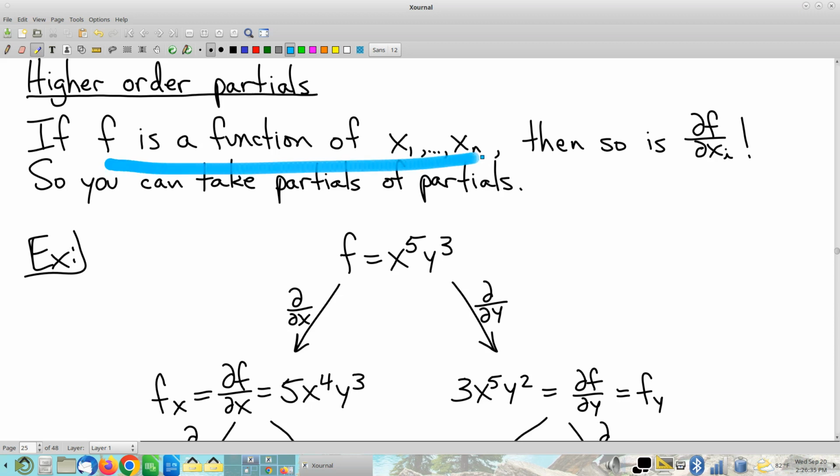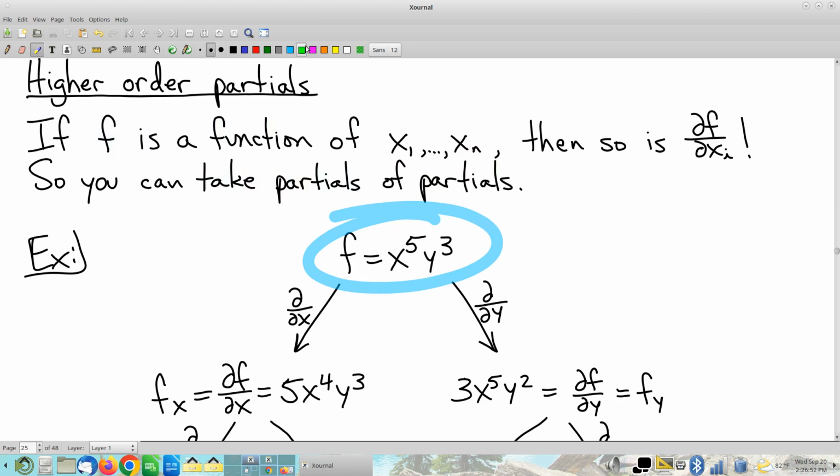Same thing happens with a function of several variables. If you have a function of several variables, you can take a partial derivative. The result is still a function of those same several variables. You can see that in action right here. Here's an example of a function of x and y. I could take various partials, and the results are also functions of x and y, just like f was. And so because I can talk about the partials of this function, I could likewise talk about the partials of these partials. They're also functions of x and y.